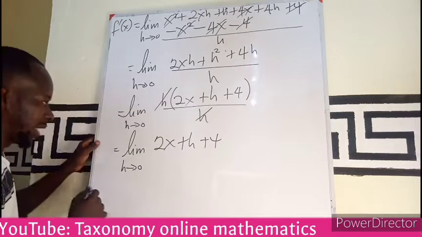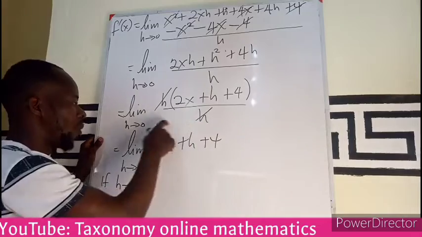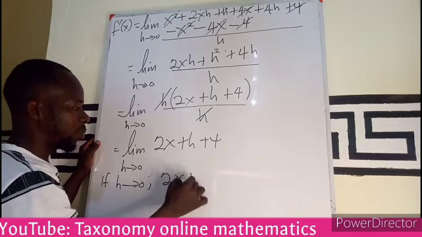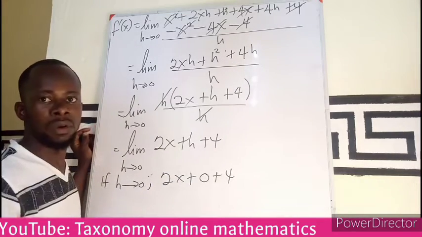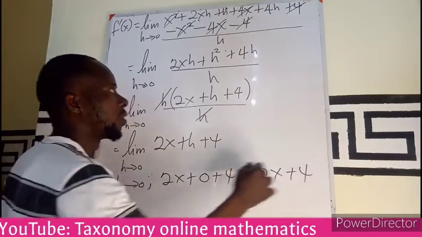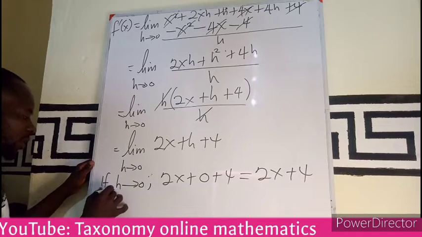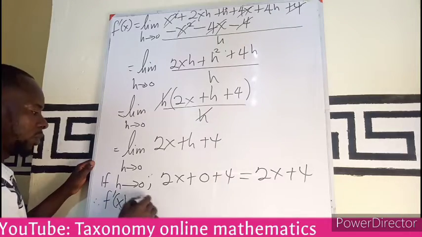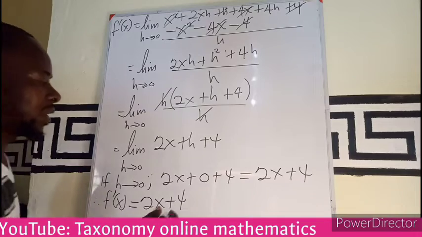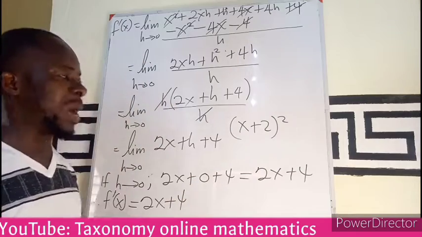0. So we can say that if h approaches 0, wherever I see h in the whole expression, I put in 0. So it's going to be 2x plus 0 plus 4. And that will just give us 2x plus 4. So therefore, the whole differentiation is just going to be 2x plus what? 4.